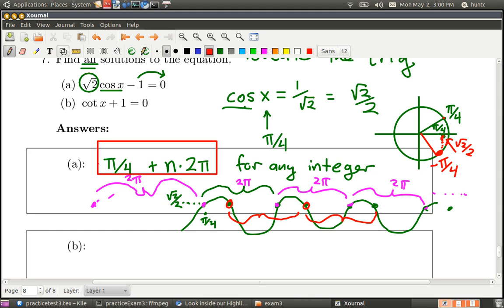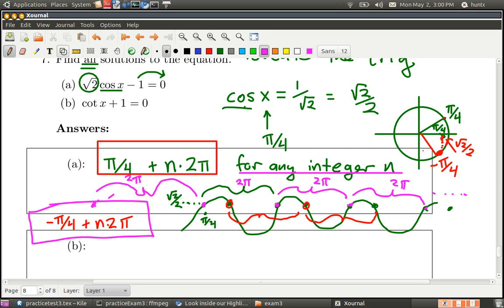So I guess if I were lazy, I could write just plus or minus here in front of pi over 4. But let me go ahead and write out minus pi over 4 plus n times 2 pi. And so this is still for any integer n, any whole number n. And so that's the whole answer to this question.